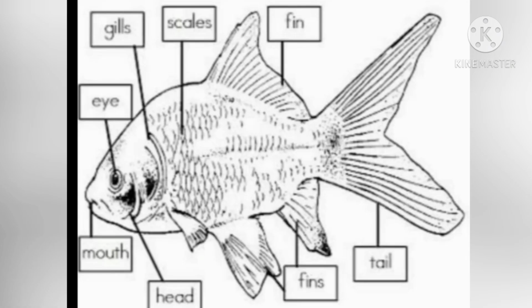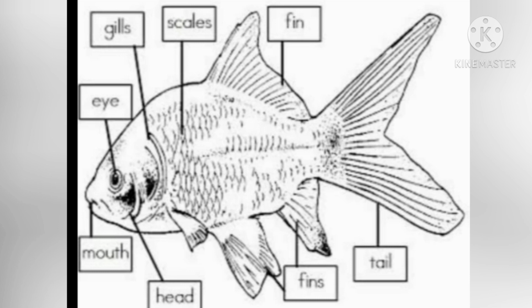Okay, now here you can see the diagram, the labelled fish diagram. Now there are some things common in all types of fish. Let us find it out. First, they have a streamlined body. The body is streamlined which allows them to swim in water. Next, they have slippery scales on their body. This protects them and also helps them in easy movement through water.